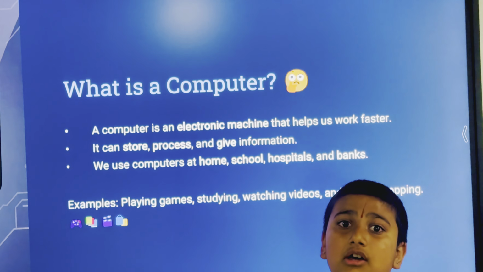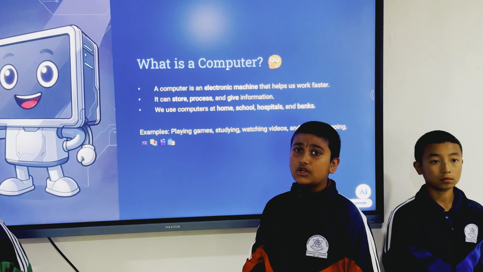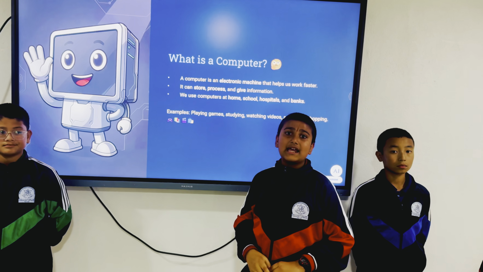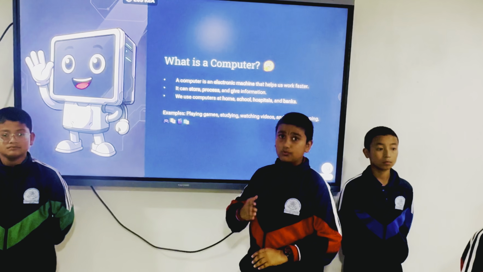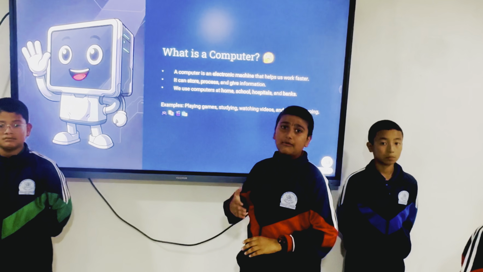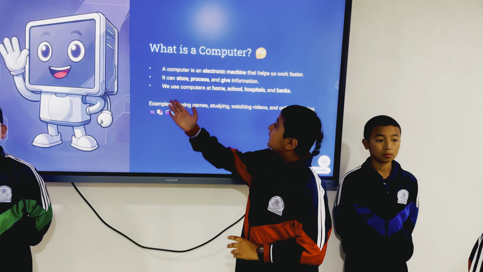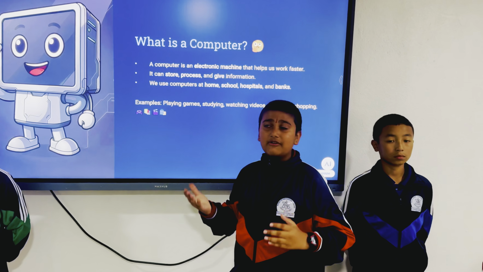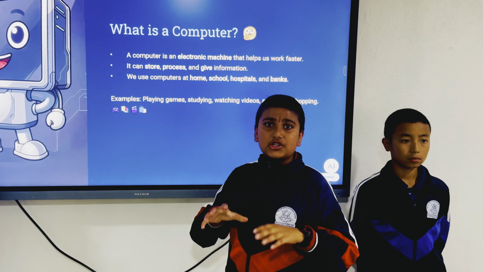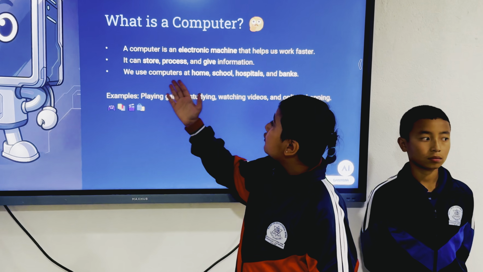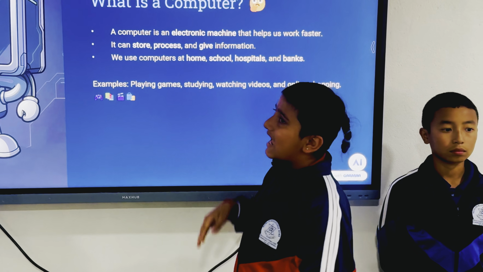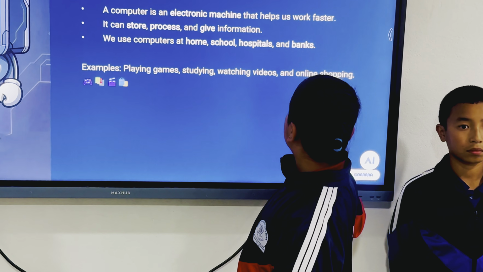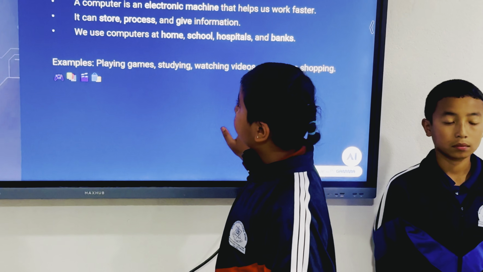So let's start. First we need to know what a computer is. A computer is an electronic machine that helps us work faster. It means that a computer needs electricity to work and helps us do our work faster, which saves time. It can store, process and give information. It means that it can store a large amount of data and also give information according to the user's need. We use computers at home, school, hospitals and banks for several reasons, for example playing games, studying, watching movies, online shopping and many more.